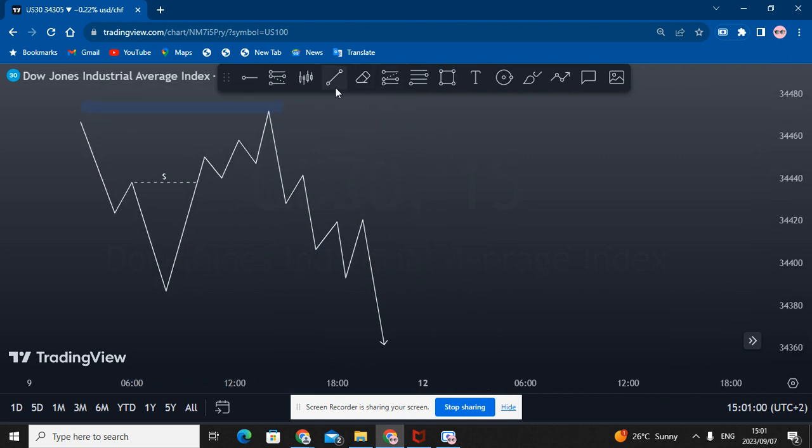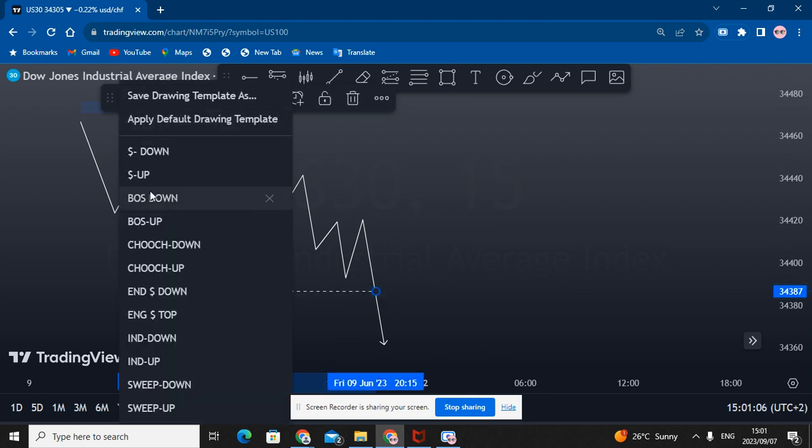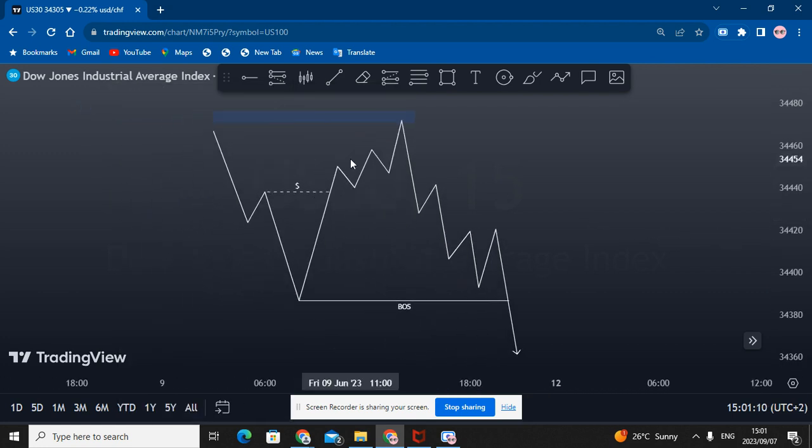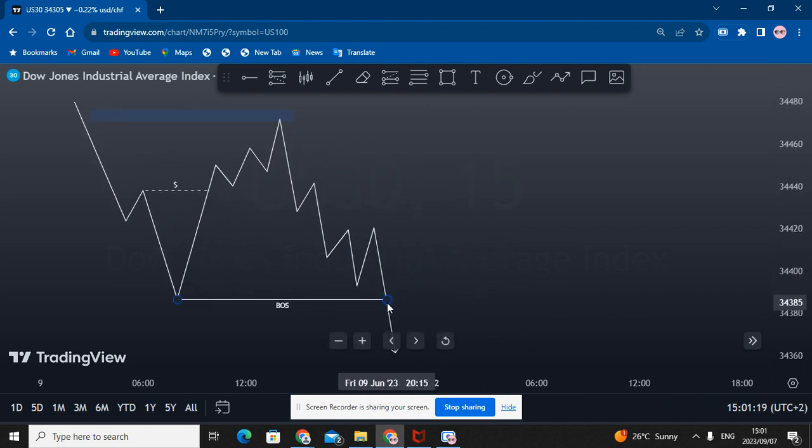So afterwards, this is the break of structure. It broke structure there, right? So it broke structure to the downside. So all right, we have this case: the market came, created an inducement, broke that inducement, collected orders, then it continued down as it broke structure.